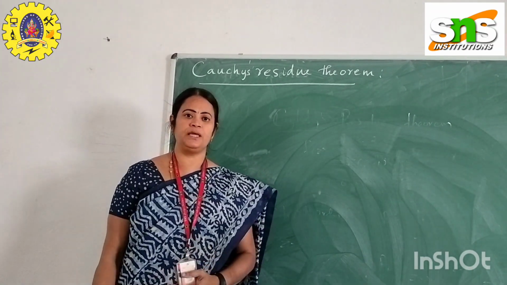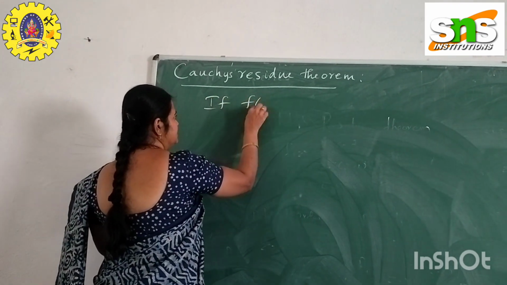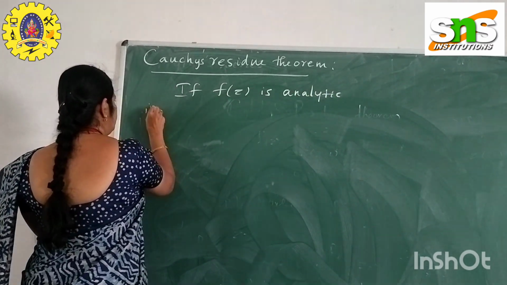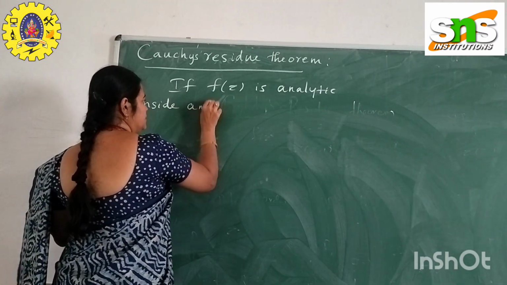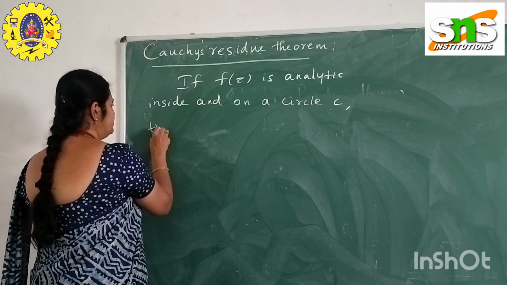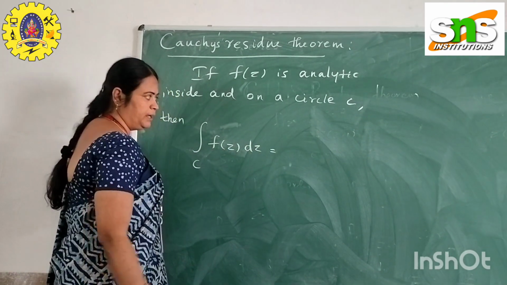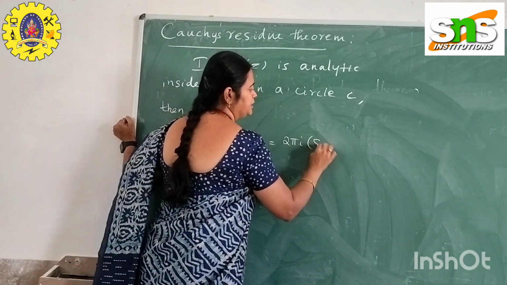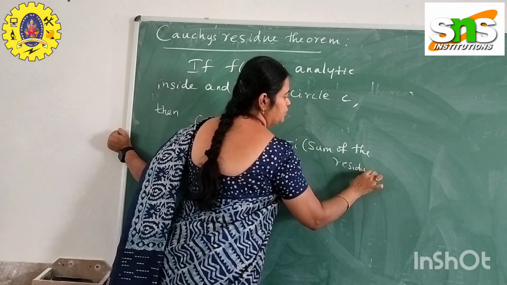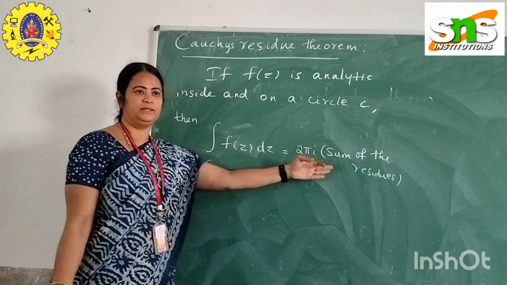So in this lecture we are going to see about Cauchy Residue Theorem. So let me tell you the definition. If f of z is analytic inside and on a circle C, then the integral over C of f of z dz is given by the formula 2 pi i into the sum of the residues. So this is the formula for Cauchy Residue Theorem, that is, the integral over C of f of z dz equals 2 pi i into the sum of the residues.